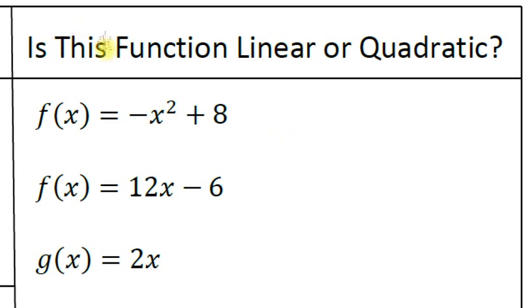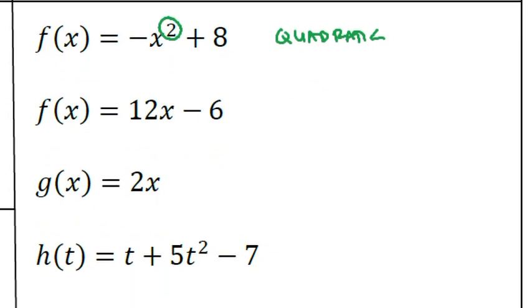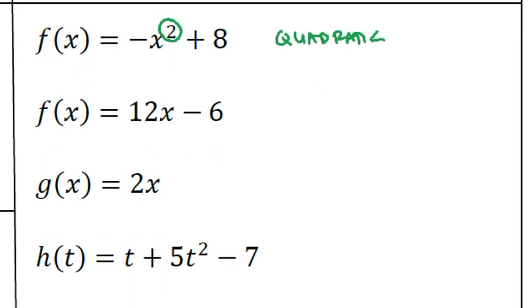Here we have f of x is equal to negative x squared plus 8. Well, our largest exponent is 2. Our largest exponent on a variable is 2, and that means this must be quadratic. Why don't you pause the video and take a moment and try to identify all the rest of these, and then go back and watch the video and see how successful you were. Now I'm going to continue on.